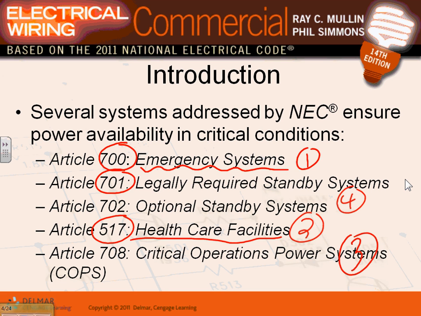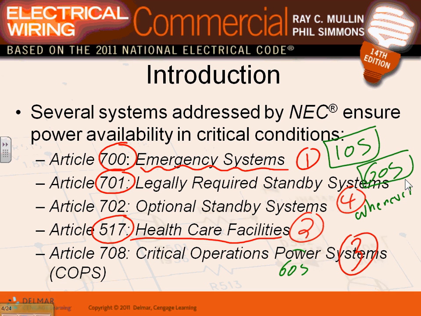Really, the major difference is emergency system have to come up within 10 seconds. Legally required standby system have to come up within 10 seconds. Optional standby system whenever. And critical operation system have to come up, I believe, within close to 60 seconds. I have to check on that one. So that's really the major difference.